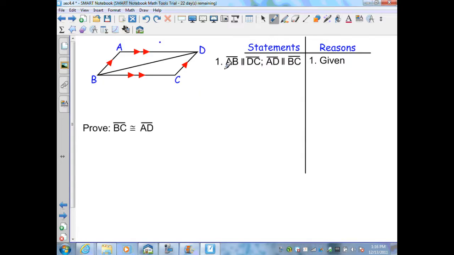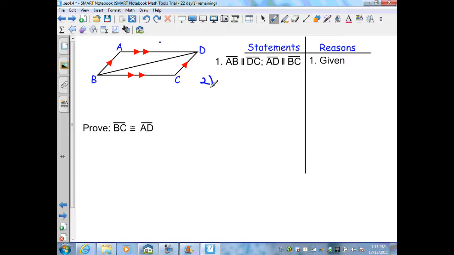In our next example, I'm given that segment AB is parallel to DC and AD is parallel to BC, represented by arrows in our diagram. We want to prove that segment BC is congruent to AD. But recall, on these proofs, we need to prove that triangles are congruent first. Then I can prove segments or angles or corresponding parts of triangles congruent by CPCTC. So let's get to triangles congruent.